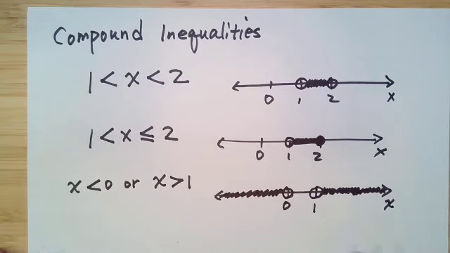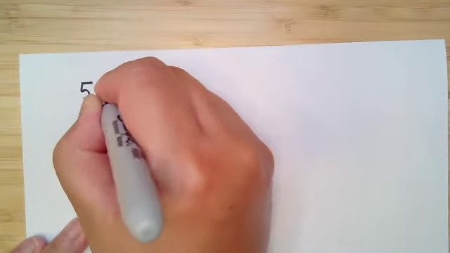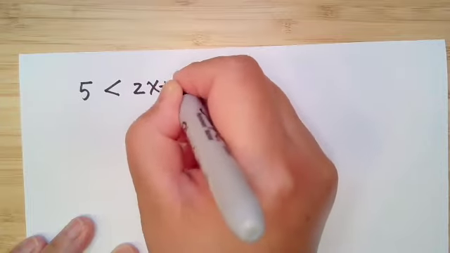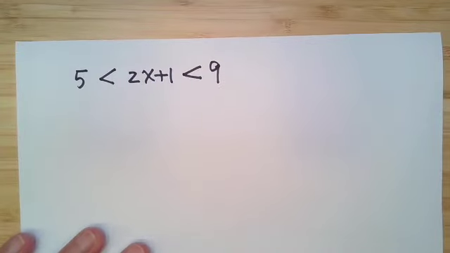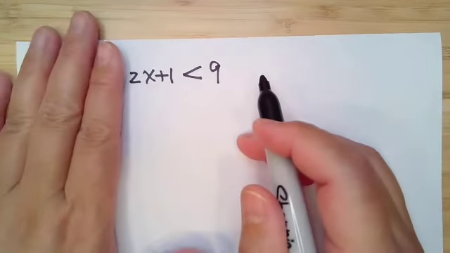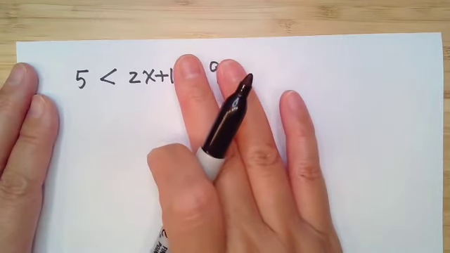All right. After we know what a compound inequality is, of course, the next thing is we need to solve the compound inequality. Let me give you an example of how to solve compound inequalities. 5 is less than 2x plus 1 is less than 9. Can you solve this? For each inequality, we know how to do it, using something we learned earlier, right?